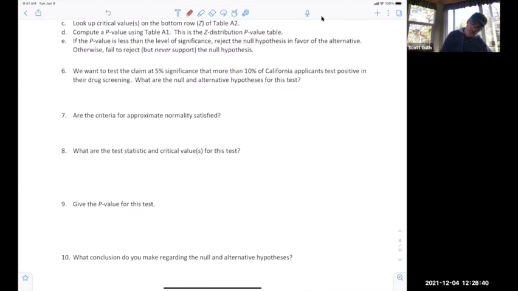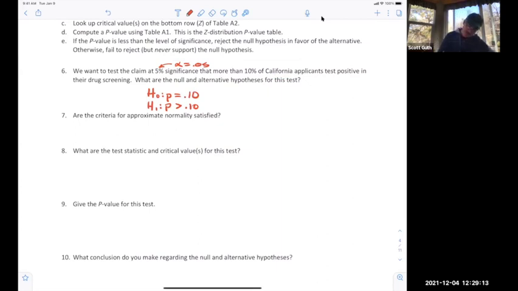You can see we're testing a claim at 5% significance, so that's our alpha, 0.05. That more than 10% of California applicants are testing positive. So there's your alternative hypothesis: a proportion or percent is greater than 10%, 0.10. The null, you just change that to an equal. So P equals 0.10, like that.